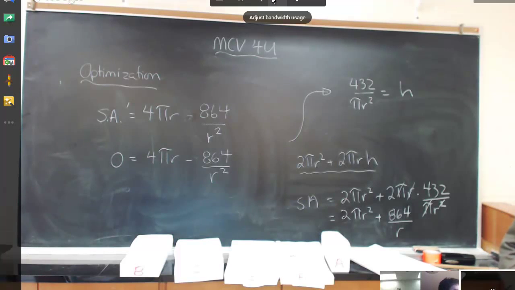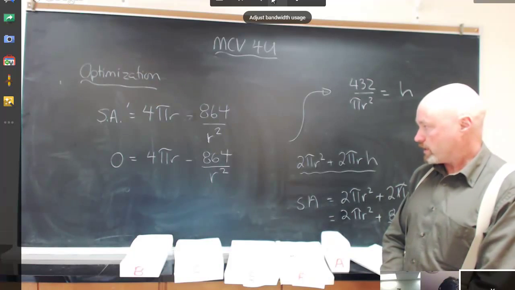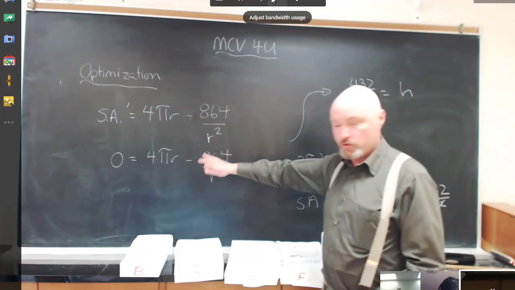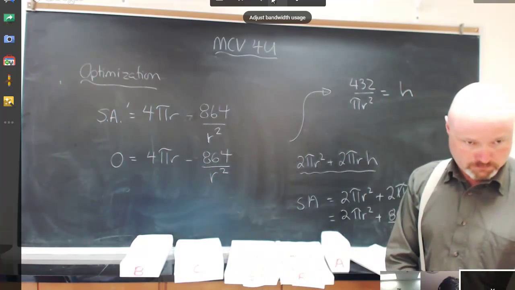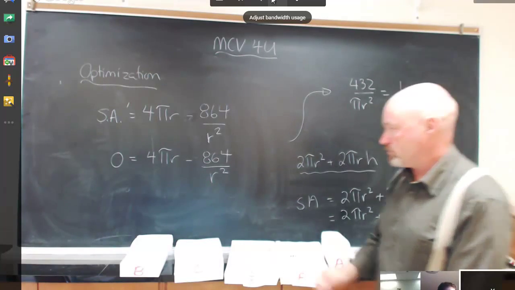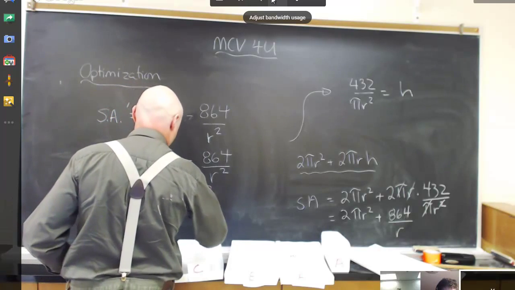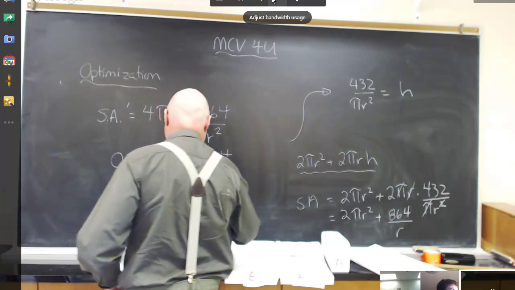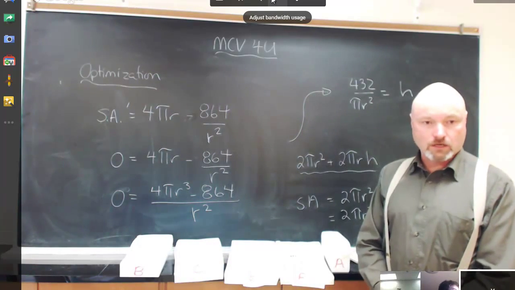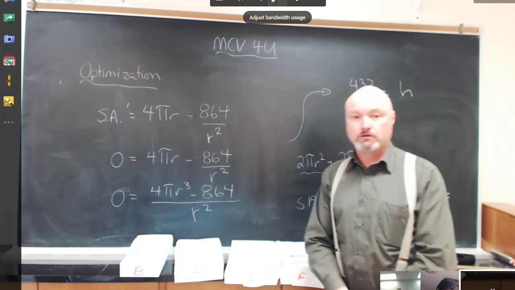Okay, and there are a couple of choices now. You could shove this part over onto the other side, and then isolate the R. Or you could bring this whole thing to a common denominator of r squared. They actually do that in the book. I wouldn't normally do that, but in this problem they turn it into 4 pi r cubed minus 864 over r squared. And so all we have to do is see when the top goes to 0. So we have to see when this expression equals 0. And that's going to be our minimum.